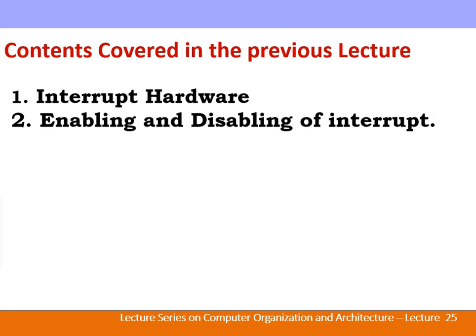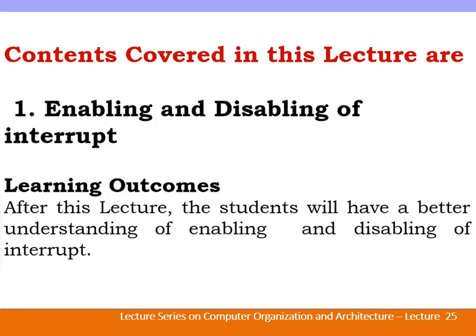Among the multiple IO devices, one of the IO devices is selected by means of a switch. This concept was discussed in the previous lecture. Along with that, we also gave an introduction to enabling and disabling of interrupts. The content covered in this lecture is the continuation of enabling and disabling of interrupts. Learning outcomes: after this lecture, the students will have a better understanding of enabling as well as disabling of interrupts.